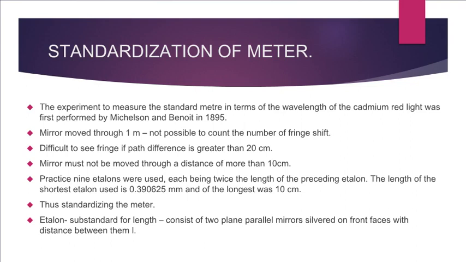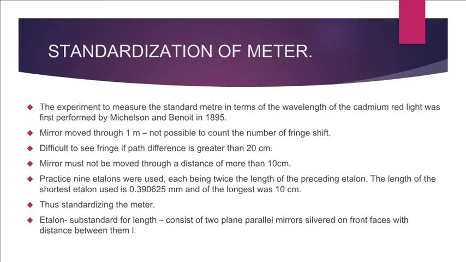It is also not possible to obtain fringes for a path difference greater than 20 cm. Therefore, the mirror must not be moved through a distance of more than 10 cm. In practice, 9 etalons were used, each being twice the length of the preceding etalon. The length of the shortest etalon used is 0.390625 mm and of the longest was 10 cm.